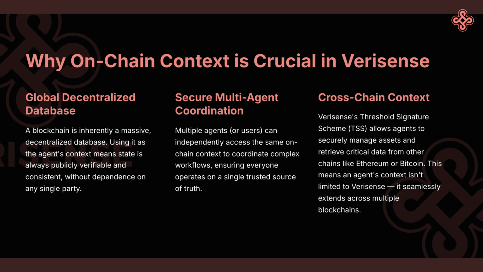In short, by anchoring context on-chain, we turn agents into truly decentralized, multi-chain aware, autonomous systems. This is what allows them to operate independently, transparently, and securely across different ecosystems.